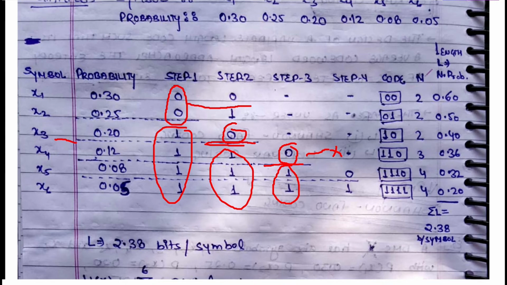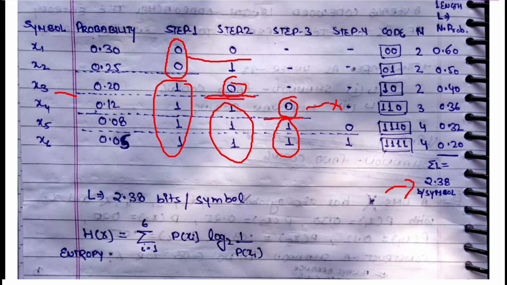And then I'm going to write the bit length, the length of this code, the number of bits per code, 2 2 2 3 4 and 4. L can be taken out by n into the probability, so you can find the values in this column as well. And finally take out your total length, that is 2.38, right?